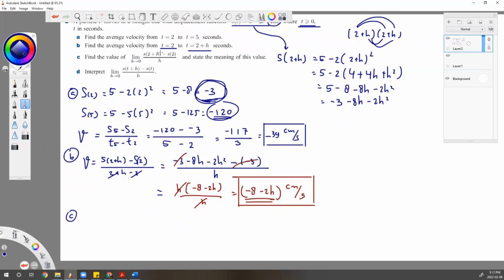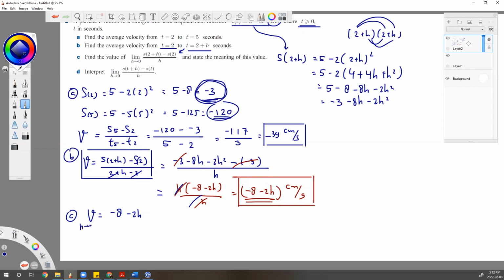Now we do question C. Find the value of this answer, also the same. See, it's the same. You look at this, but you need to change the H to almost 0. So you can cross this, and the velocity is negative 8 minus 2H itself. You don't have to do it again and again, you don't have to do it from the first. You find the answer here.